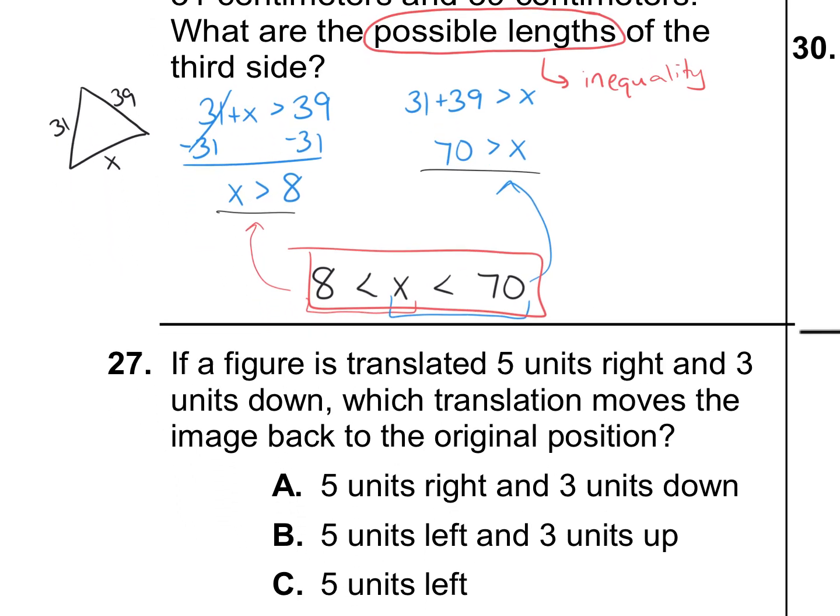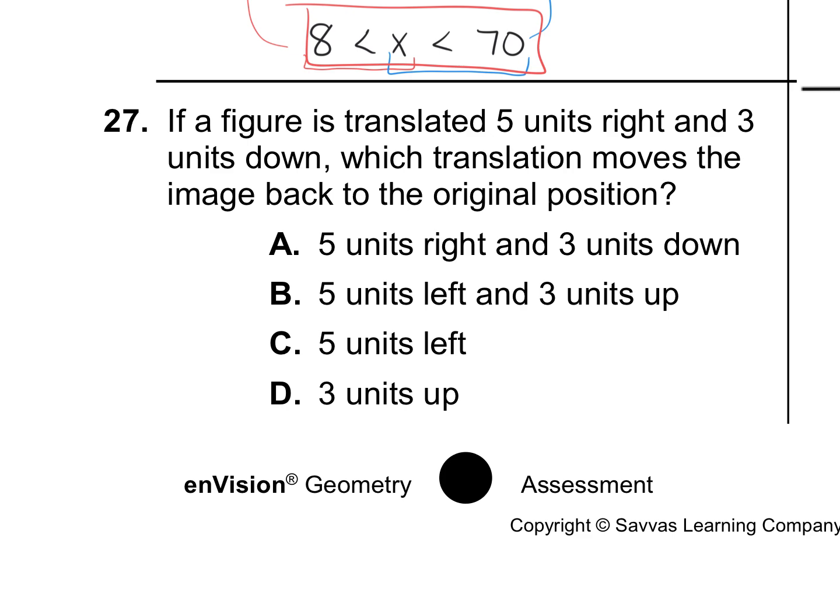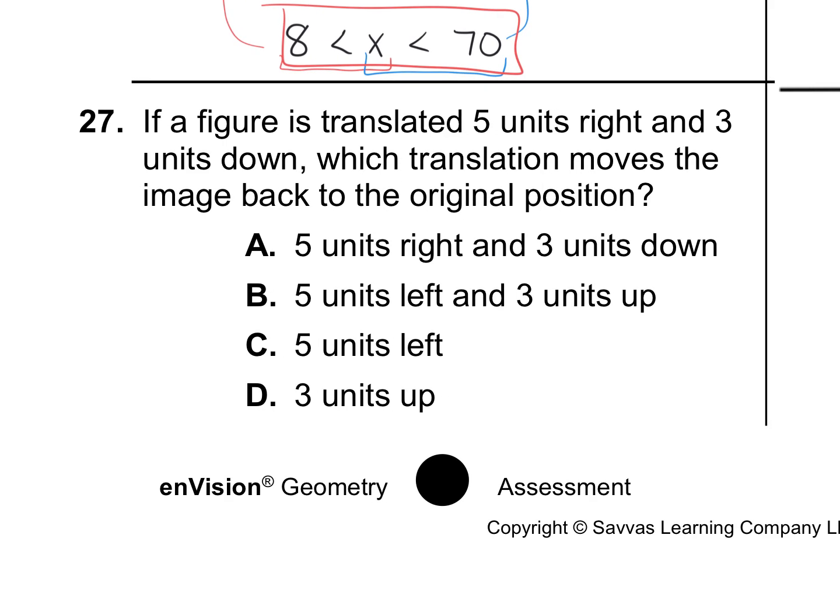Number 27. I hope you like this question. If a figure is translated, what does it mean to be translated? Just moved, left, right, up, and down. If it's translated 5 units to the right and 3 units down, which translation will move the image back to its original position? How'd you get that? You just work backwards, right? So what's the opposite of 5 units right? 5 units left. What's the opposite of 3 units down? 3 units up. So your answer is B.